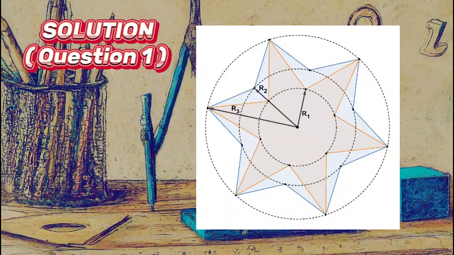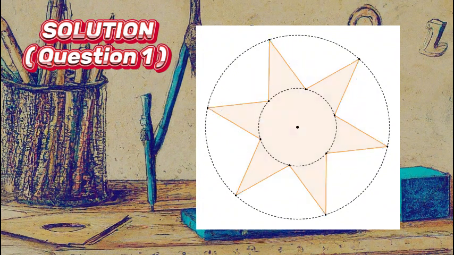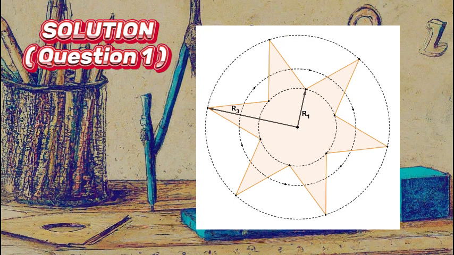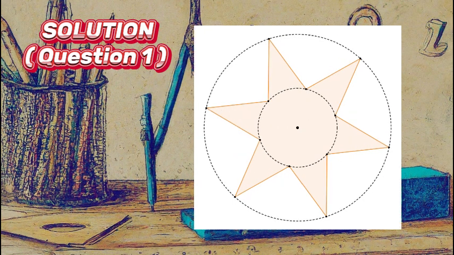For the first question of this problem, we focus on the orange part of the figure, the orange star. Then we need the radii R1 and R3. This star can be decomposed into 6 identical kites as shown here.